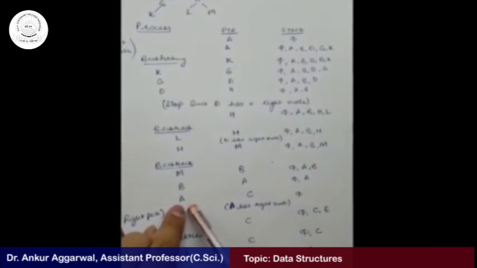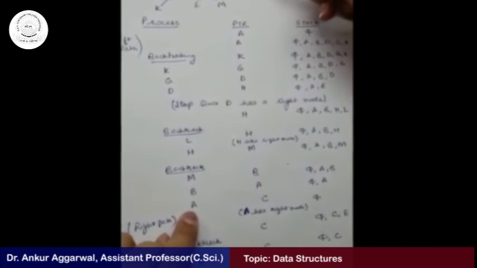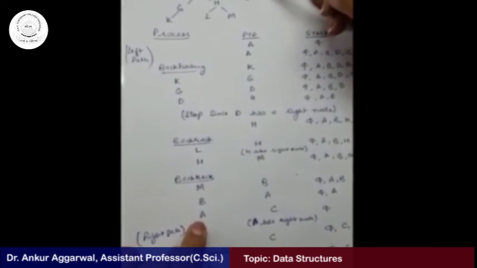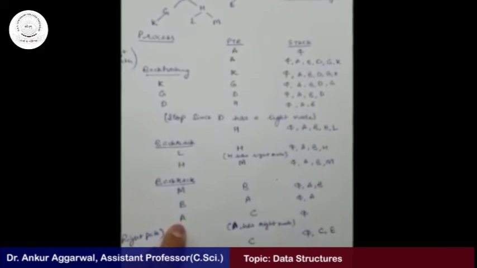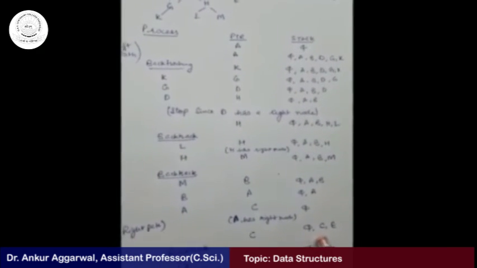Now we process A. When we process A, again we will check whether it has a right child or not. Now we can see that A has a right child C. So we have to process it also and push it onto the stack, and C also has one left child, so we will push both the nodes onto the stack. Now you can see that here we have pushed C and E.